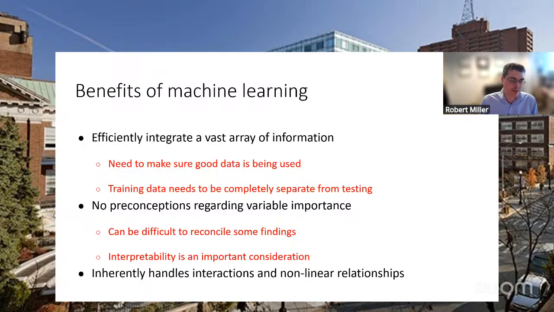There's a lot of different methods for interpretability for machine learning now, so this is less of a barrier, but it's still an important consideration. And then if you're a total stats nerd, it's actually very good at handling interactions and nonlinear relationships, which is important because you can do this with traditional statistics as well, but it just takes more time and effort.